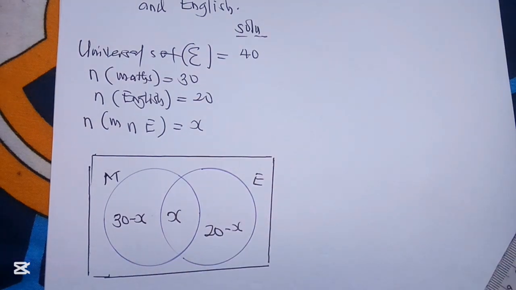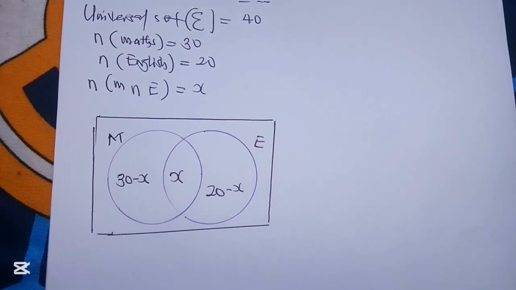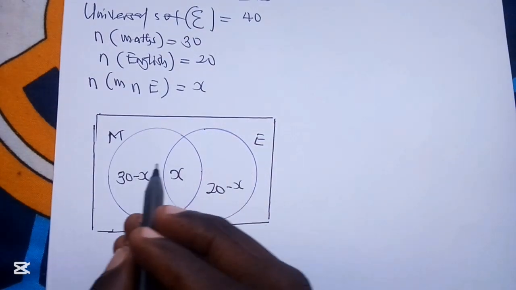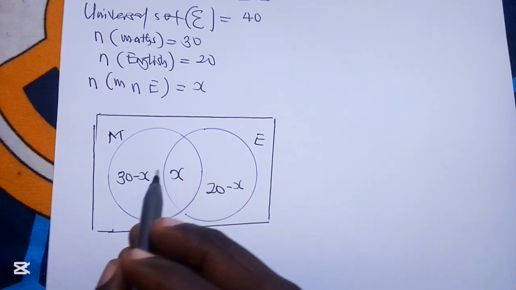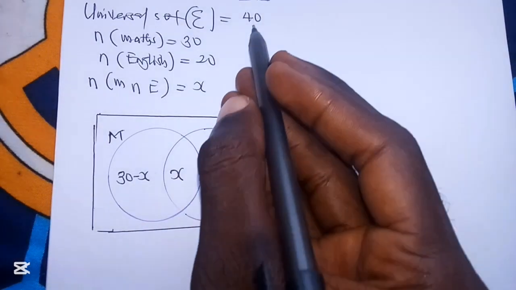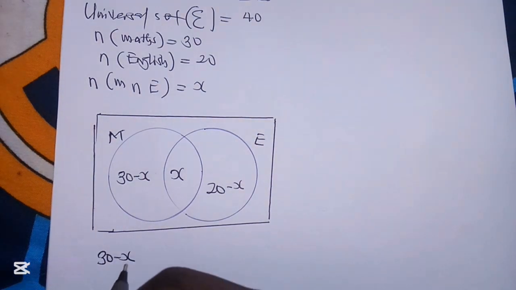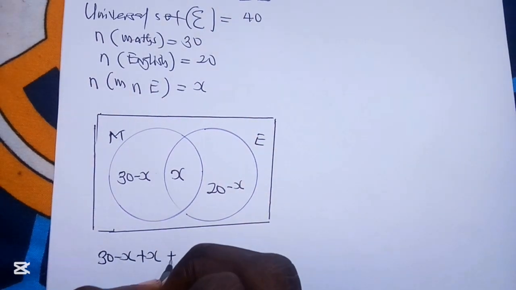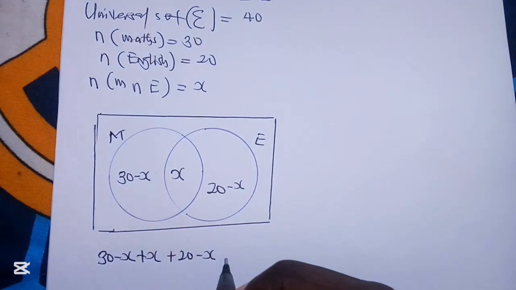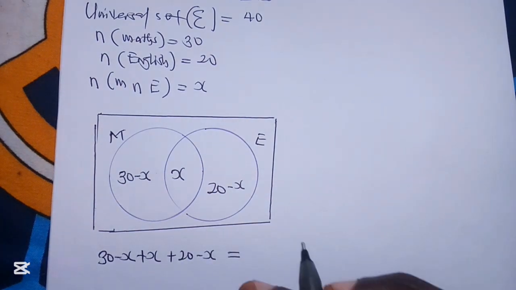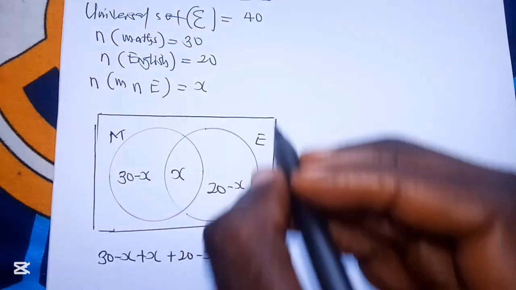Now to find the value of X, because if we have the value of X, automatically we have arrived at our point, because the question says we have to find the number of students that read both math and English. Now to have that, what I used to do, we just need to add whatever we are seeing here, and we equate it to the universal set, that is 40. Now let's try. We say 30 minus X plus X plus 20 minus X, then everything equals 40.